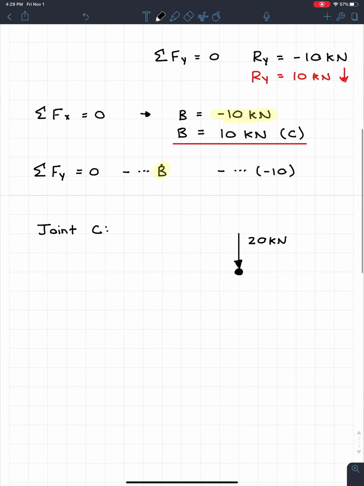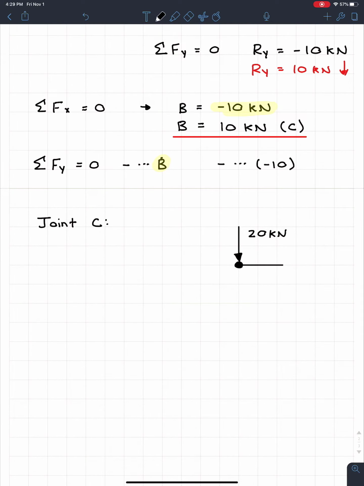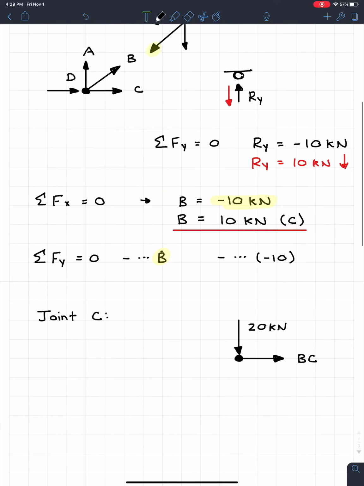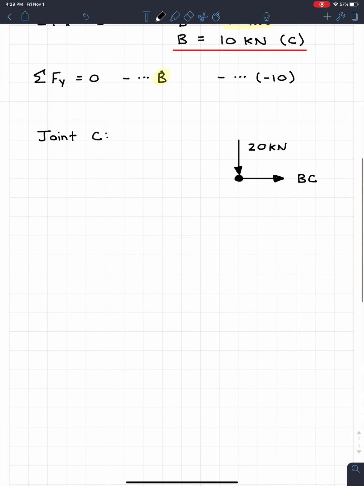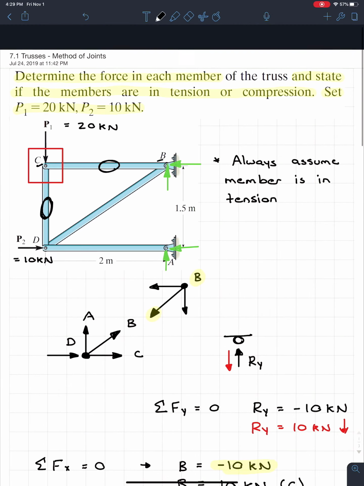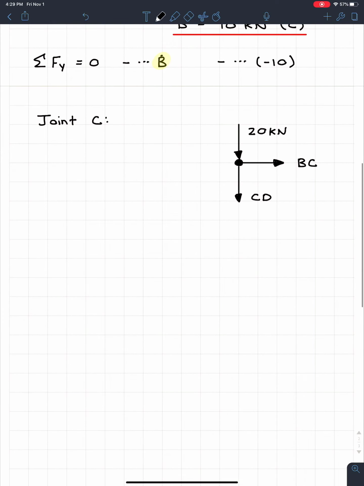So if I come down here, we know that we're going to have a member called BC. Or remember, CB also works. And remember, when we cut through these members, we're always going to assume it's in tension, so we're going to have this pointed outwards. If I come back up here, we see that we cut through a second member, which is this one right here, which we're going to call CD. And this one is perfectly vertical, so it's just going to come straight down. Remember, we're going to assume it's in tension. And this one's going to be, I believe, CD. I'm just going to double check real quick. It is CD.